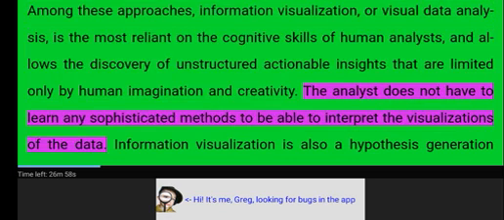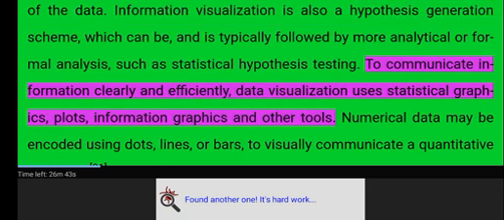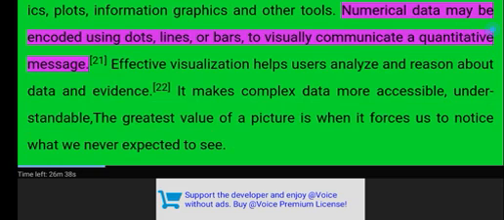The analyst does not have to learn any sophisticated methods to be able to interpret the visualizations of the data. Information visualization is also a hypothesis generation scheme, which can be, and is typically, followed by more analytical or formal analysis, such as statistical hypothesis testing. To communicate information clearly and efficiently, data visualization uses statistical graphics, plots, information graphics, and other tools. Numerical data may be encoded using dots, lines, or bars to visually communicate a quantitative message.